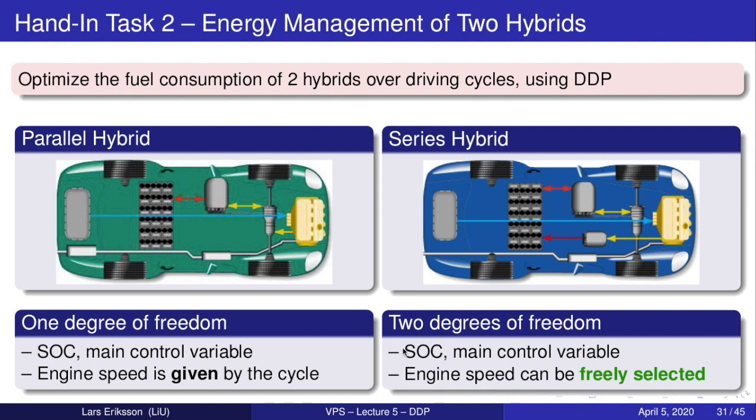While in the series hybrid, once again, the state of charge is what we're utilizing to get the cycle driven. And then we're filling up the battery from the combustion engine. That one is used to charge the battery, so that we can get 1 degree of freedom. We can select the engine speed freely and hopefully we can select better operating points. In the analysis of the task, you will look at the different advantages and disadvantages of these two concepts.